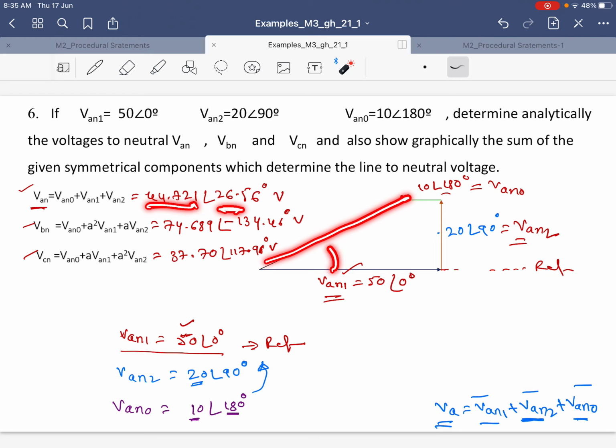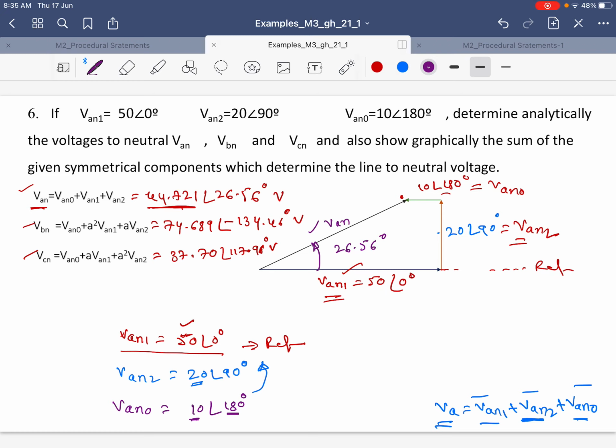And with respect to reference, this angle should be 26.56. Ultimately, you have to get this value as 26.56 when you measure it, and the magnitude of this vector VAN is equal to 44.721. This is how we have to cross verify graphically.